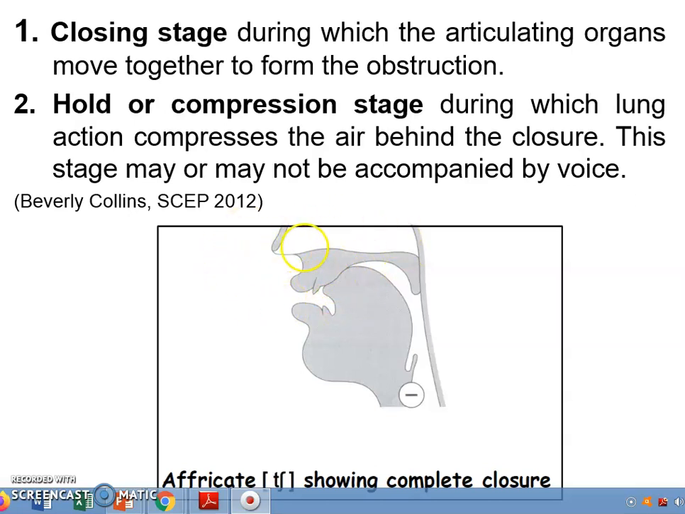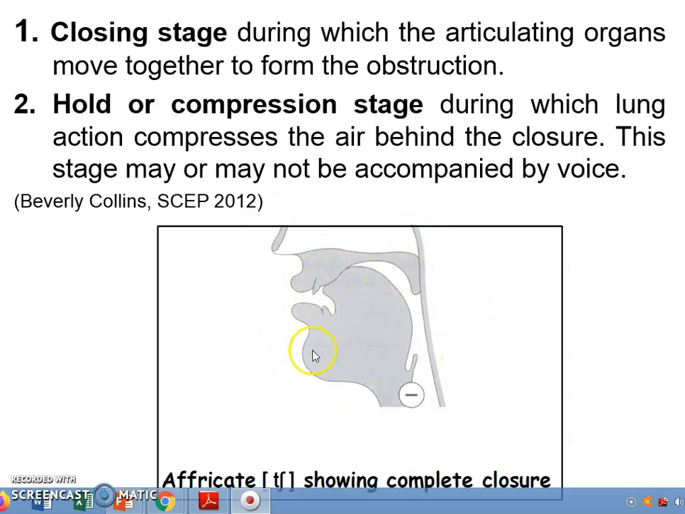This slide was provided by Professor Beverley Collins when he gave his talk at the summer course in English phonetics in 2012 at University College London.